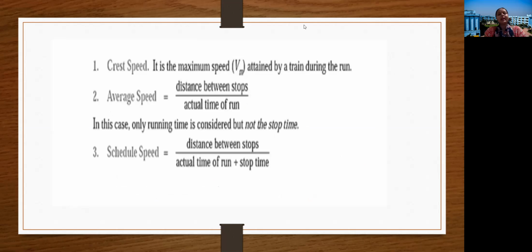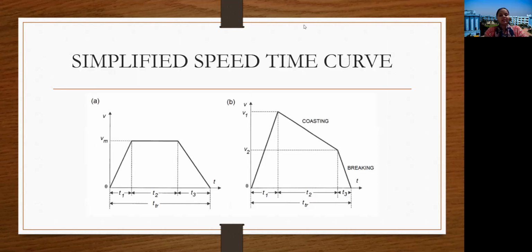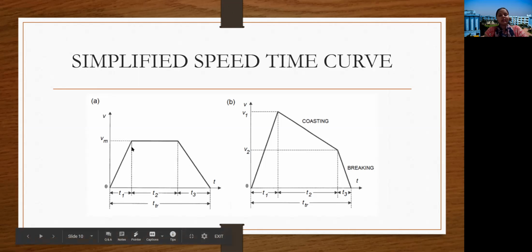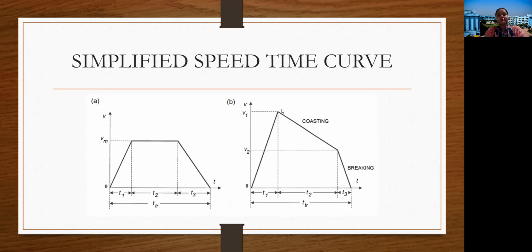Now, there are three different types of speed a locomotive has, and we need to know these three. One is crest speed. What is crest speed? It is the maximum speed attained by a train during the run. Let me go to the previous slide. The maximum speed means here in this free running period, the train is attaining the maximum speed, that is Vm. Here the train is attaining the maximum speed, that is V1. So these are the crest speeds.